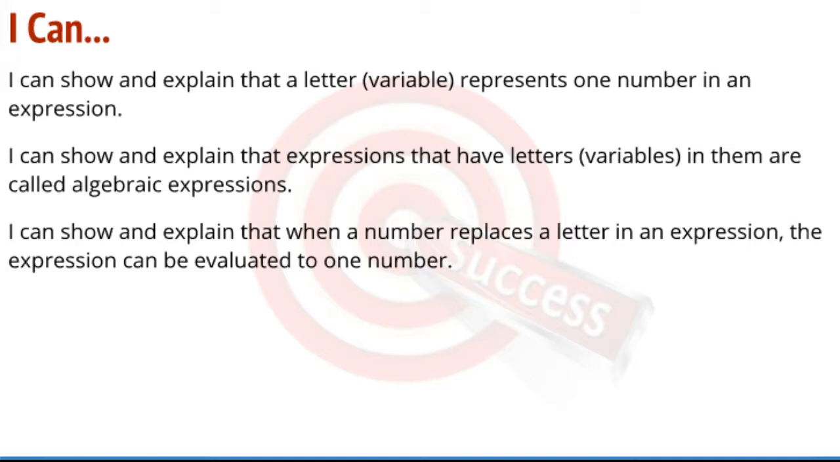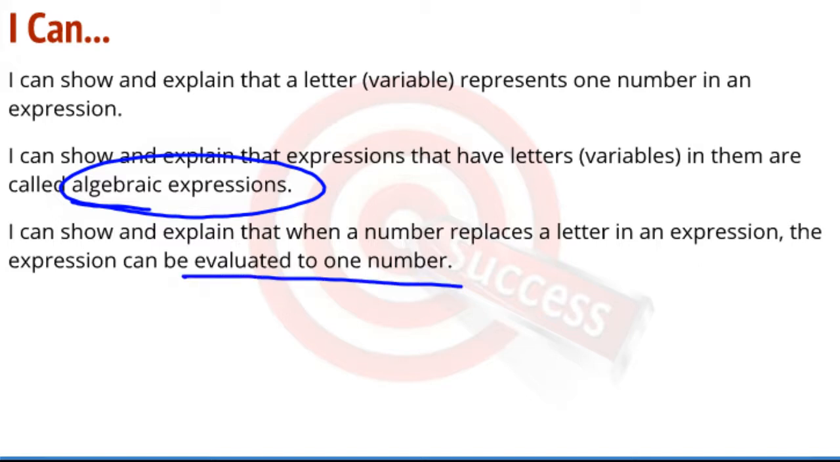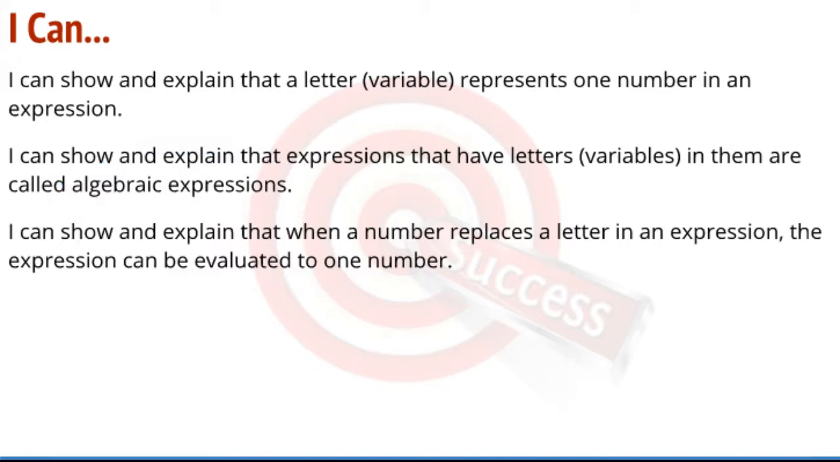I-can statements for the lesson. Show and explain that a letter, which is a variable, represents one number in an expression. Show and explain that expressions that have letters in them are called algebraic expressions. So when we start to throw in variables, we're switching from numerical to algebraic. Show and explain that when a number replaces a letter in an expression, the expression can be evaluated to one number. So when we plug in numbers for those variables, we can then have a numerical expression.